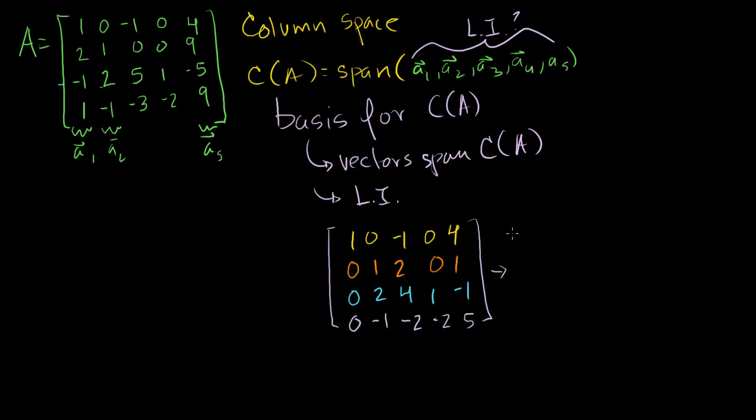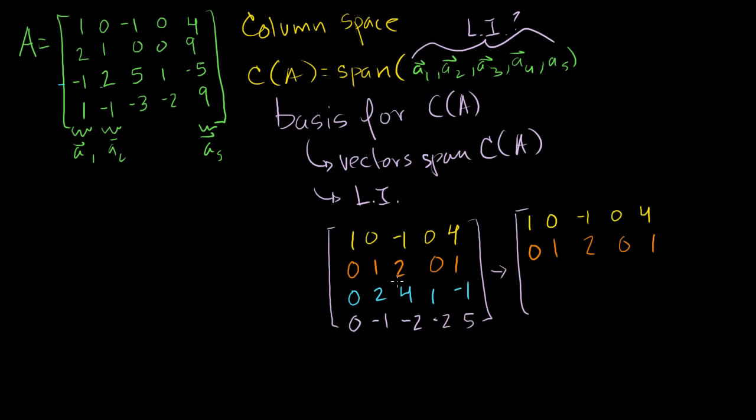Now let's do another round of row operations. We want to zero all of these guys out. Luckily, this is already 0, so we don't have to change our first row or our second row. So we get 1, 0, minus 1, 0, 4. Our second row becomes 0, 1, 2, 0, 1.